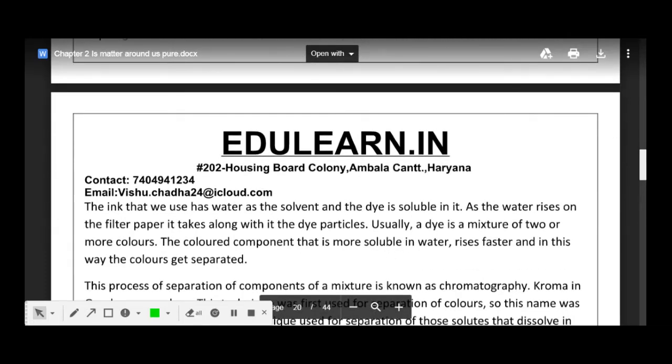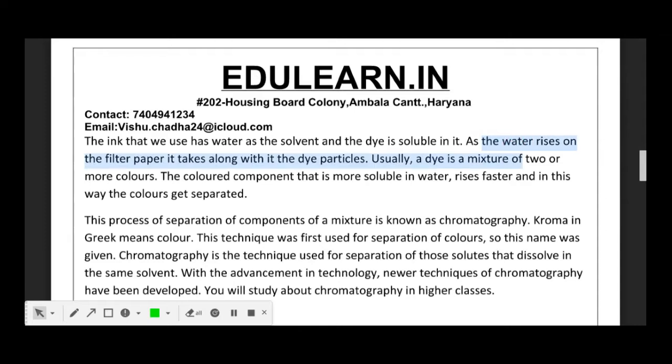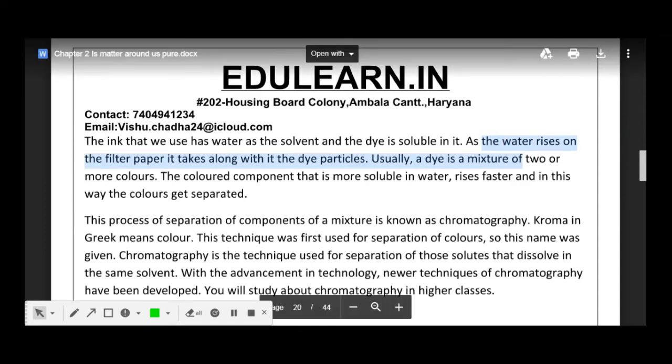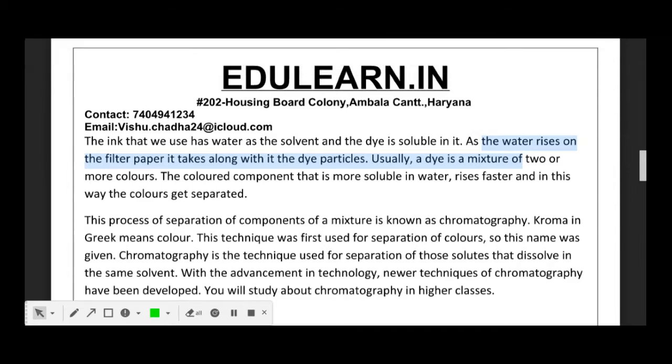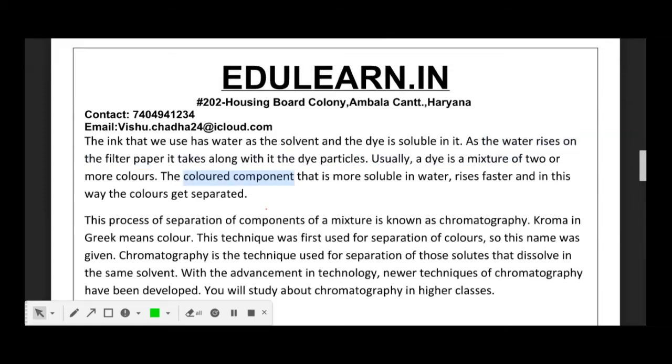So the ink that we use has water as the solvent and the dye is soluble in it. So water इसमें solvent था और dye इसमें soluble थी, solute थी basically. As the water rises on the filter paper, it takes along with it dye particles. So वो dye particles को अपने साथ साथ लेकर जा रहा था. Usually a dye is a mixture of two or more colors. So the color component that is more soluble in water rises faster.